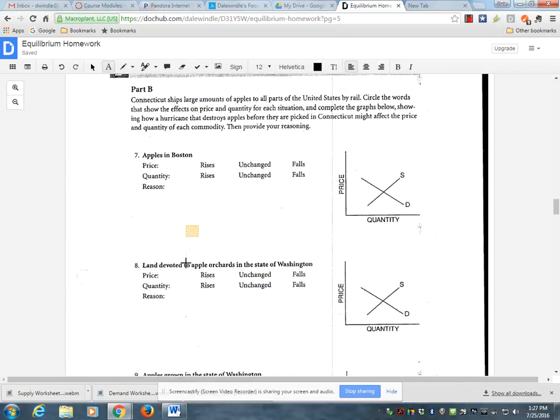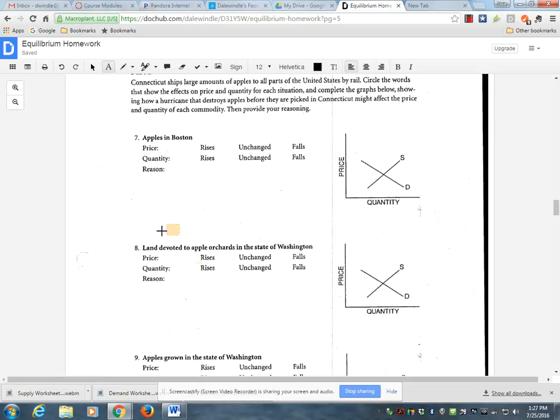Now let's move on here. And this is kind of confusing, so I'm going to help you out a little bit here. First of all, ignore reason. You don't have to list a reason, okay?